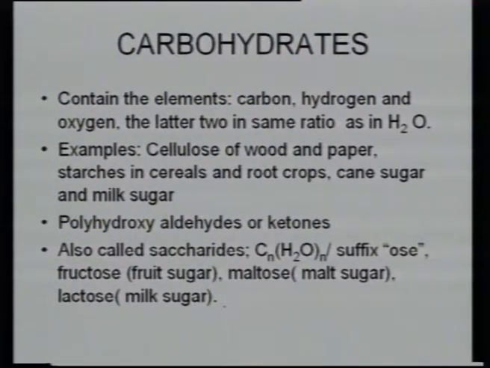The fruit sugar is normally known as fructose, milk sugar is known as lactose, and the malt sugar is known as maltose. Chemically you should know that carbohydrates are represented as CnH2nOn. So this is about the carbohydrates.